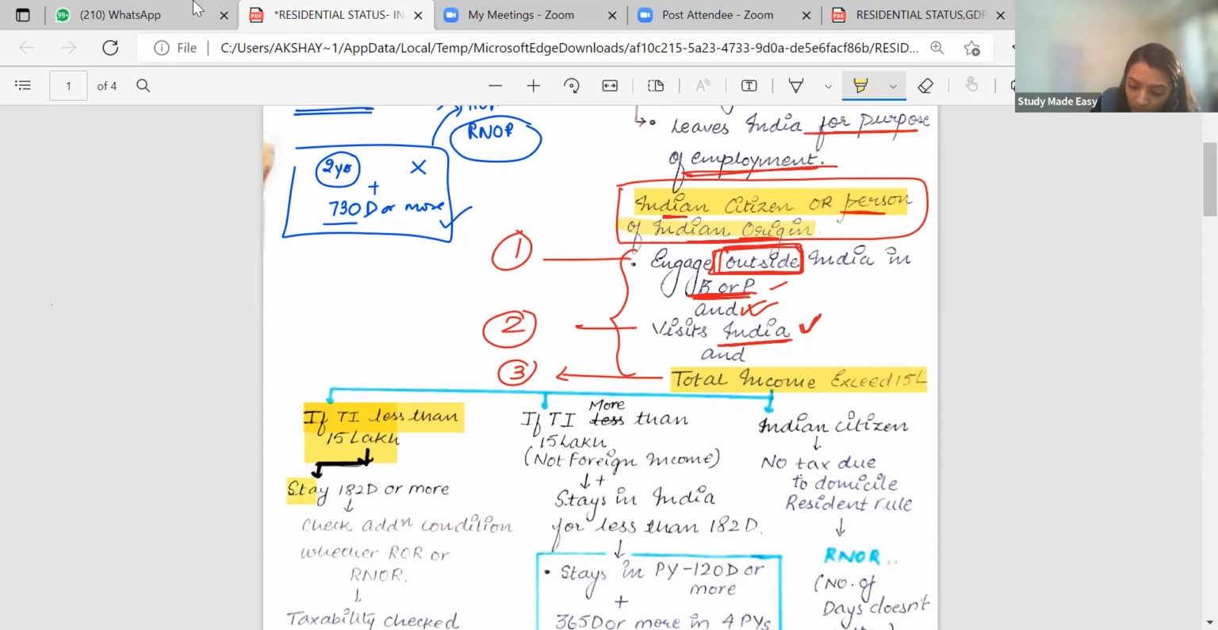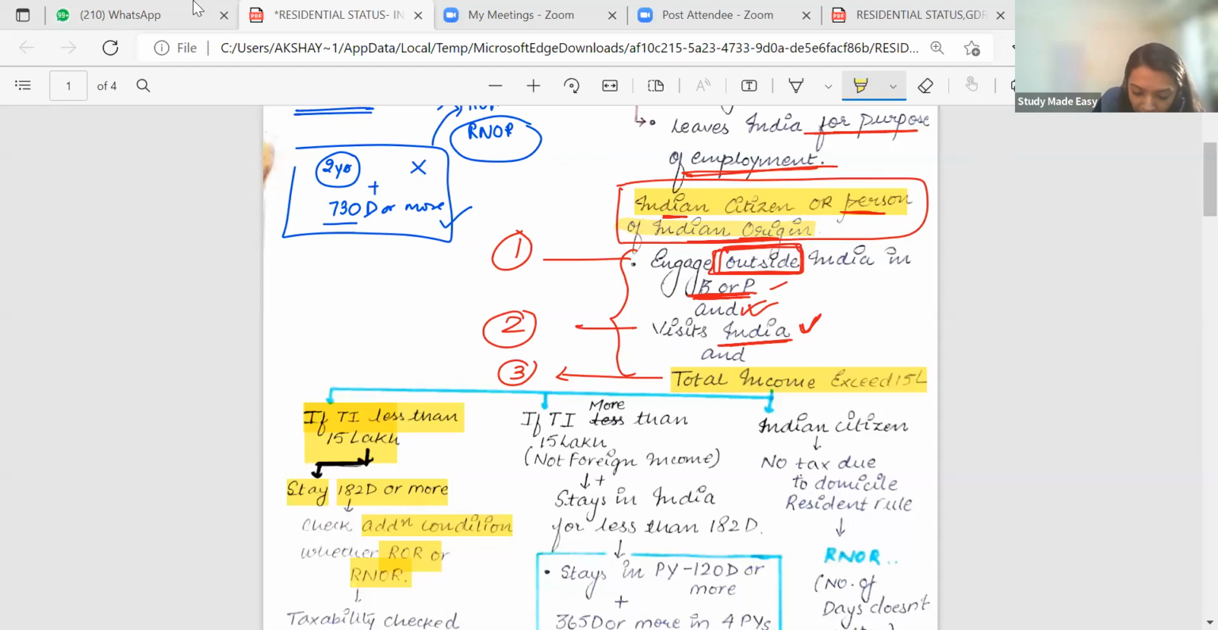That means if you have less than 15 lakh income, and you stay in India for 182 days or more, if you fulfill this condition, we will definitely check the additional condition to identify whether you are an ordinary resident or not an ordinary resident. That means if he is generally staying in India for 182 days, why should I be concerned about the total income he is earning? Genuinely he is a resident. I just have to check whether he is an ordinary resident or not an ordinary resident.